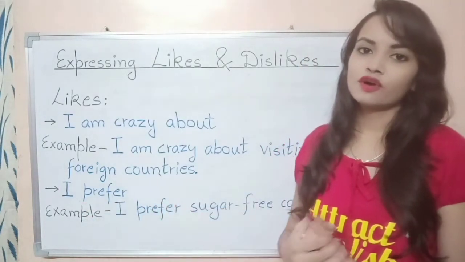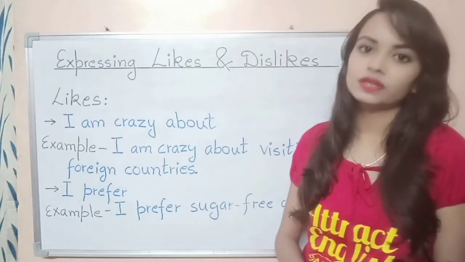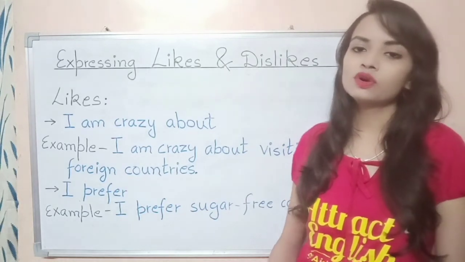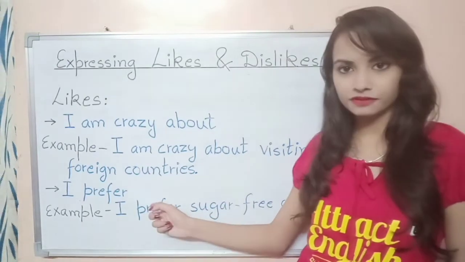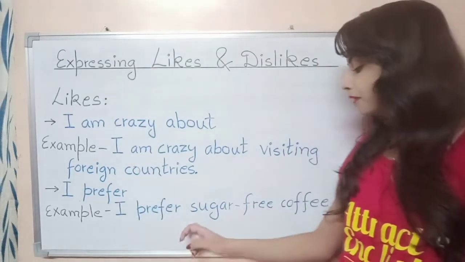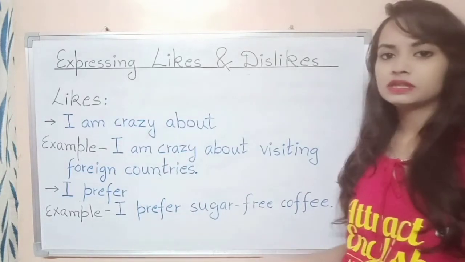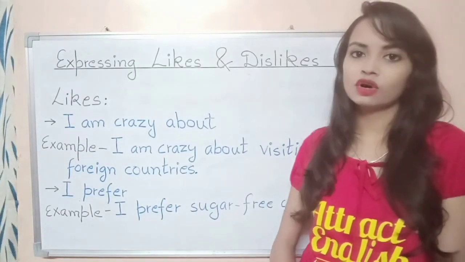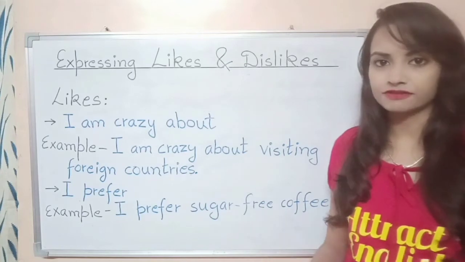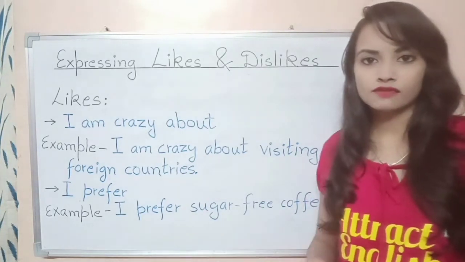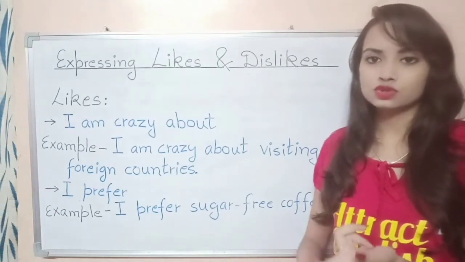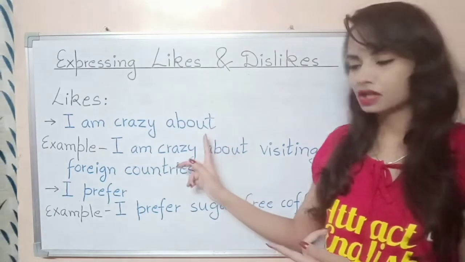It's just a way of expressing your preference. When you like something or it is a part of your choice, then you say I prefer. Example, I prefer sugar-free coffee. It means I like sugar-free coffee, or that is what I always have, sugar-free coffee. So these were four ways of expressing like, that is I adore, I am keen on, I am crazy about, and I prefer.